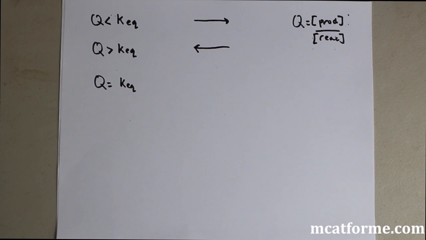If Q equals KEQ, well, that should be pretty simple. It means we're at equilibrium, so we don't have to do anything. It doesn't have to favor one side or the other in order to reach equilibrium because we already are there.